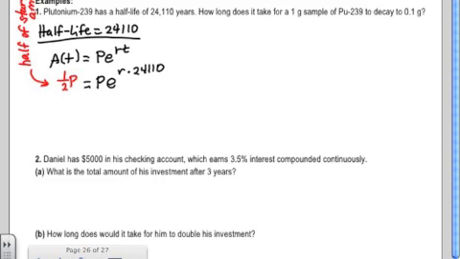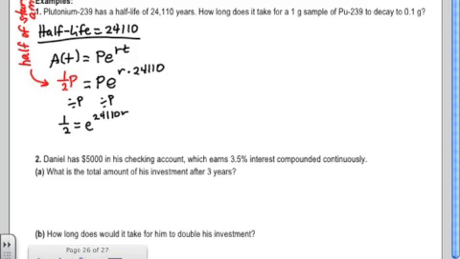Okay, so when I divide by P, you see what happens every single time? The P's are going to cancel. So I'm left with 1/2 equals e to the 24,110 r. And I need to solve for r. So my variable is an exponent right now. So how am I going to get rid of e?